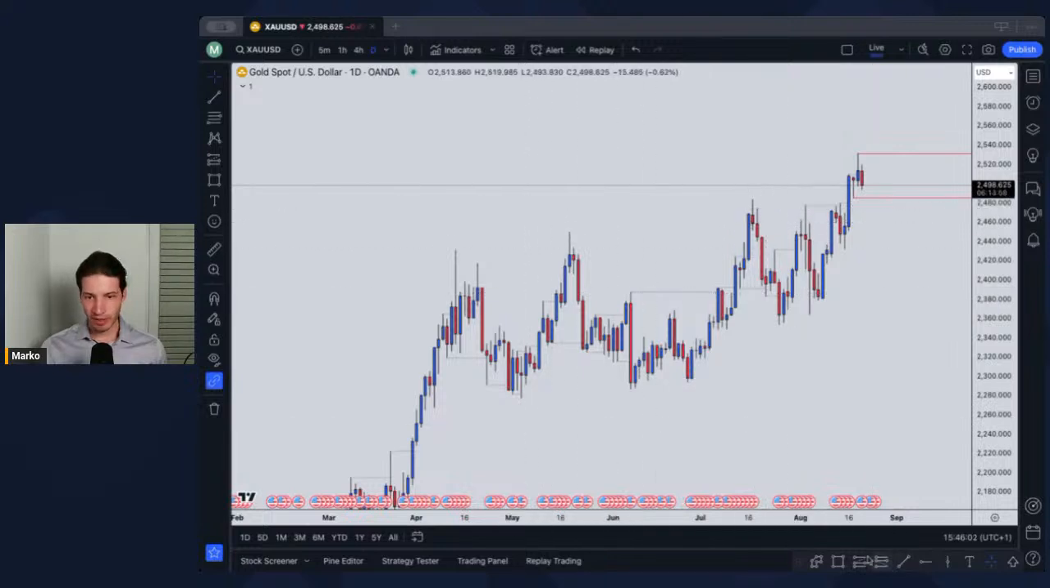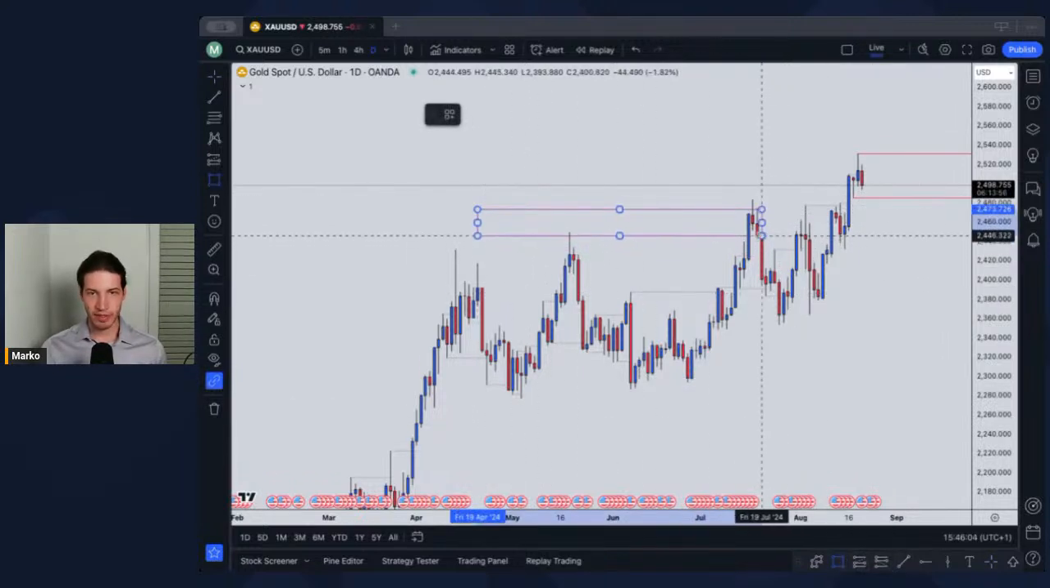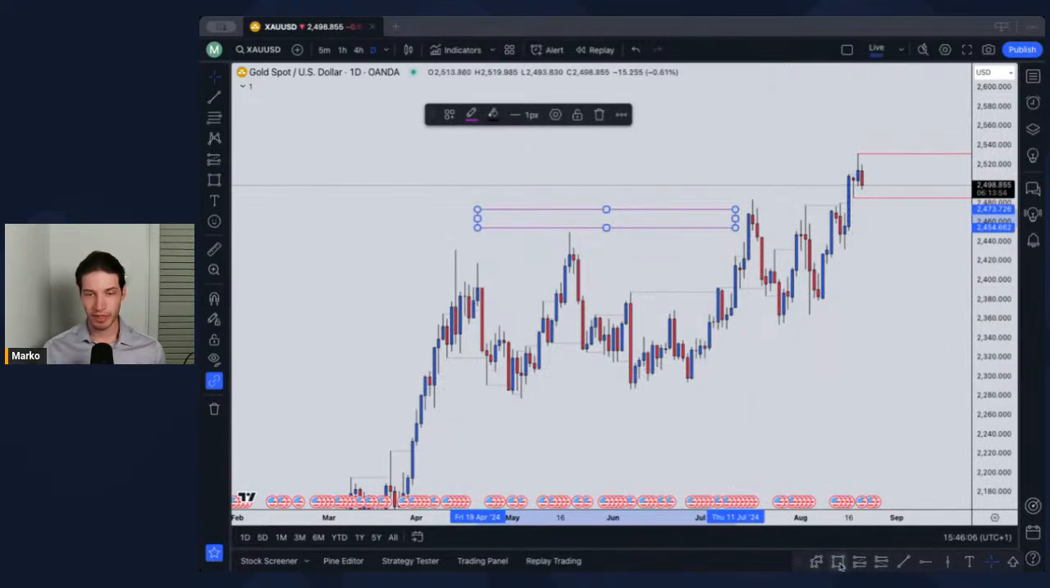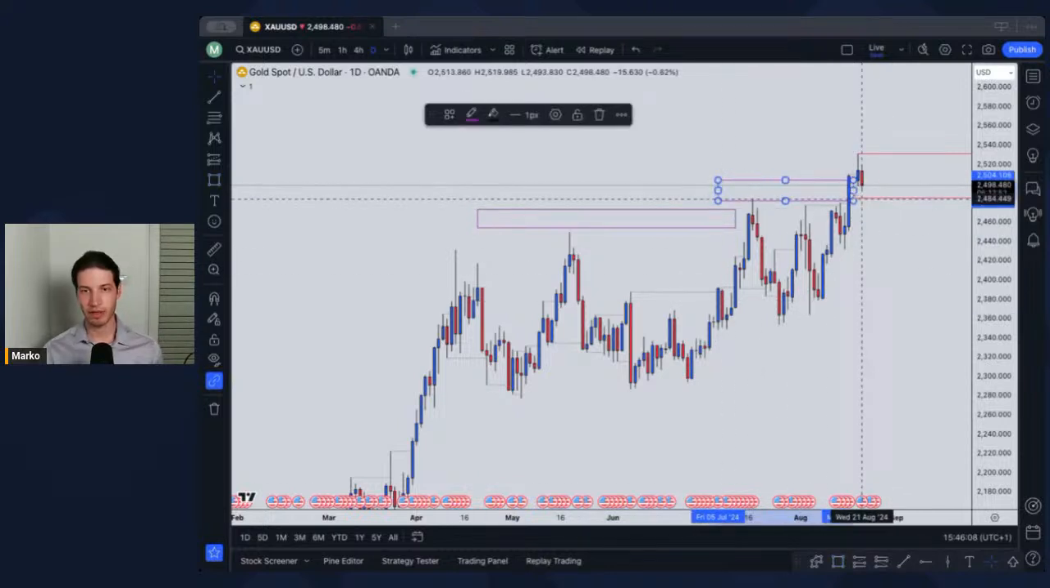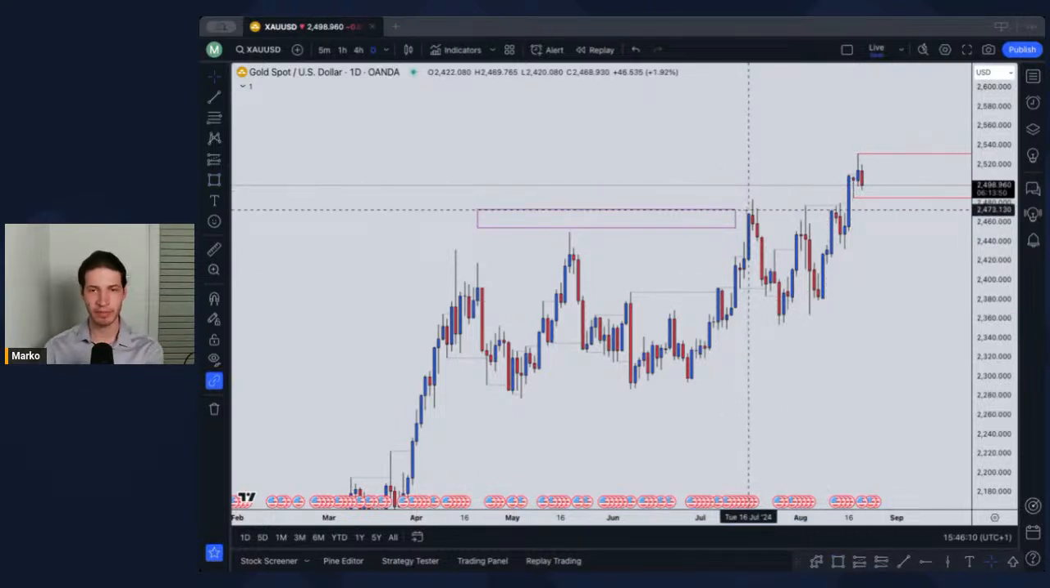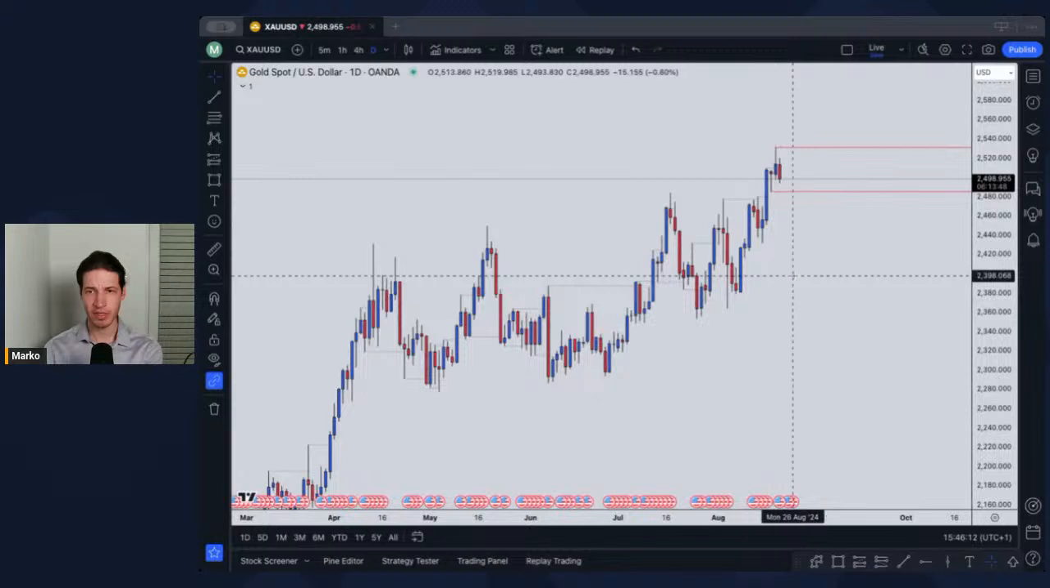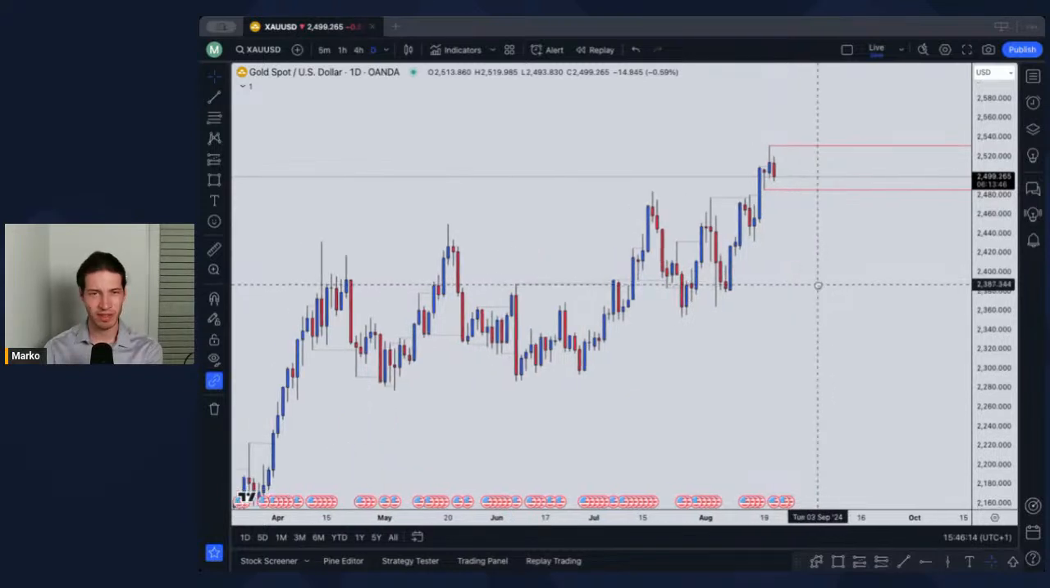Basically, I was looking at these levels. This one, which got broken, but then we got rejected, and then this one, which has now been broken. And this is good. This is pretty bullish. I mean, it looks corrective.